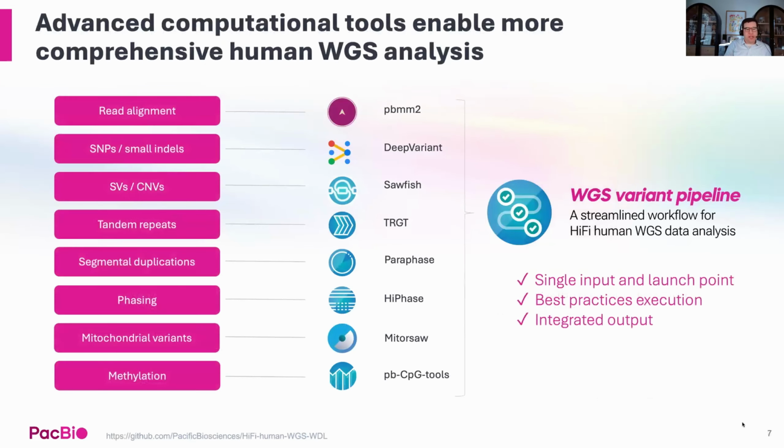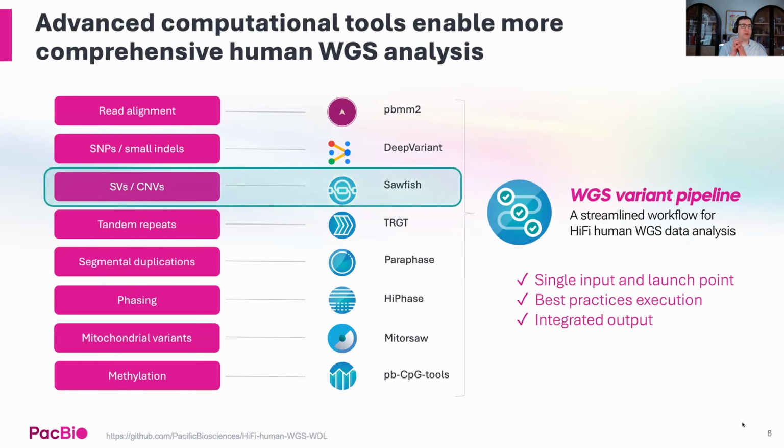Beyond the sequencers themselves, PacBio has also developed a number of different computational methods to allow insight to come from the HiFi sequencing data. These span from read alignment through different variant calling approaches. The tools are available as individual modules for those looking to do just a particular study of the genome. And they're also integrated together in what we call the WGS variant pipeline. It's a single integrated workflow that takes in HiFi reads for a genome and applies all these different methods and gives a unified call set on the out.